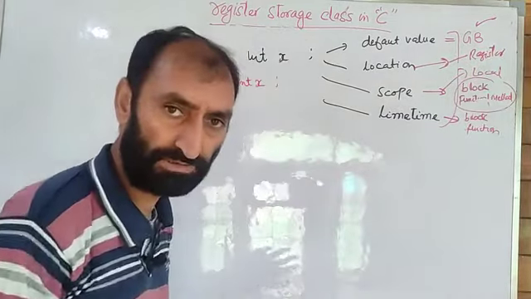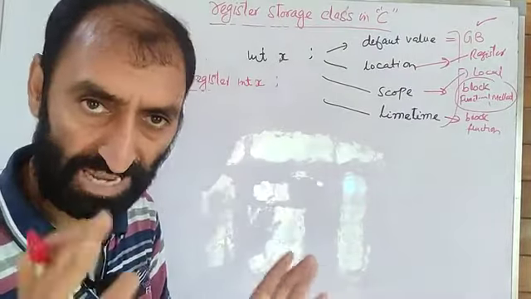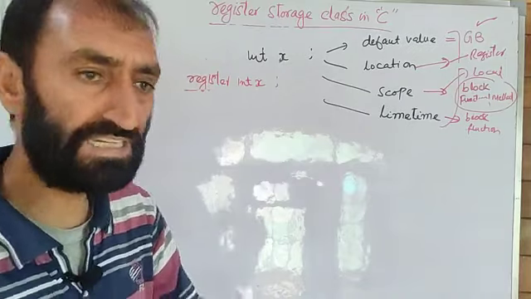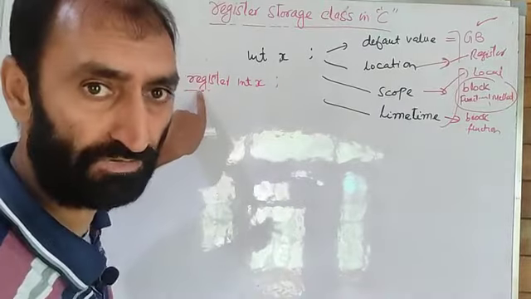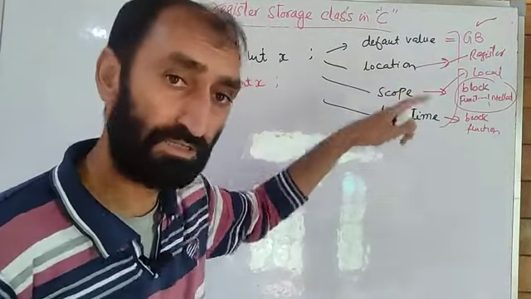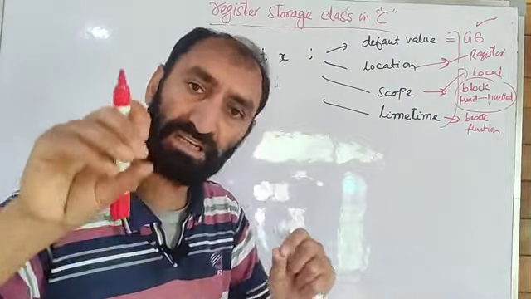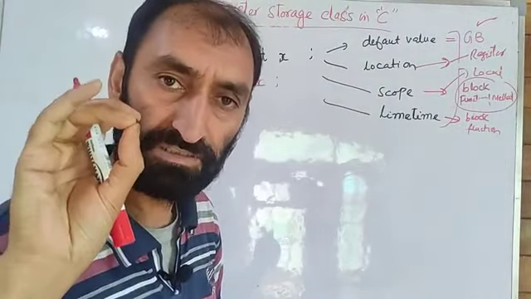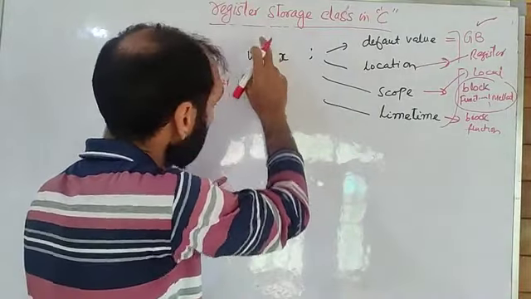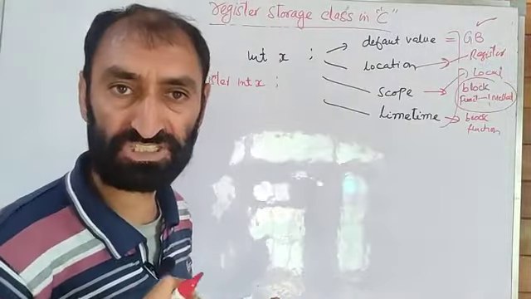The main difference between auto and register storage class is that in case of auto storage class we use the keyword auto, and in case of register storage class we use the keyword register. Second difference is in case of location. In auto storage class the variable is stored in the RAM, or you can say in the main memory only. Whereas in case of register storage class the variables are stored in the CPU registers.